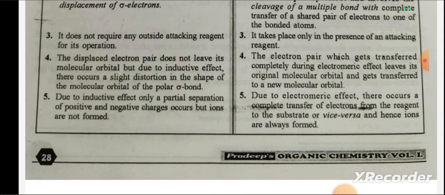Point number five: due to the inductive effect, only a partial separation of positive and negative charge occurs, but ions are not formed. Due to the electrometric effect, there occurs a complete transfer of electrons from the reagent to the substrate or vice versa. Hence, ions are always formed.